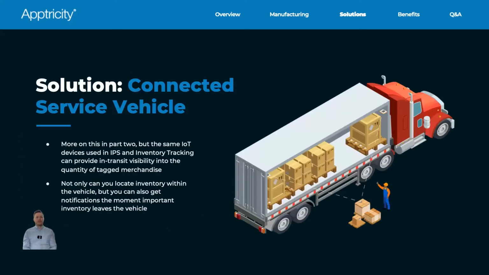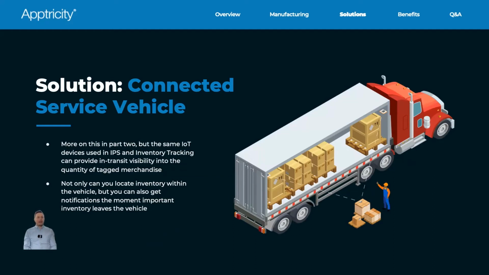And then the third solution, we'll talk about the connected service vehicle. We will definitely dive more into this as we hop into the in-transit visibility part of the webinar series. But really the same technology that you're using for indoor positioning or for inventory tracking can provide in-transit visibility into the quantity and the location of tagged merchandise.